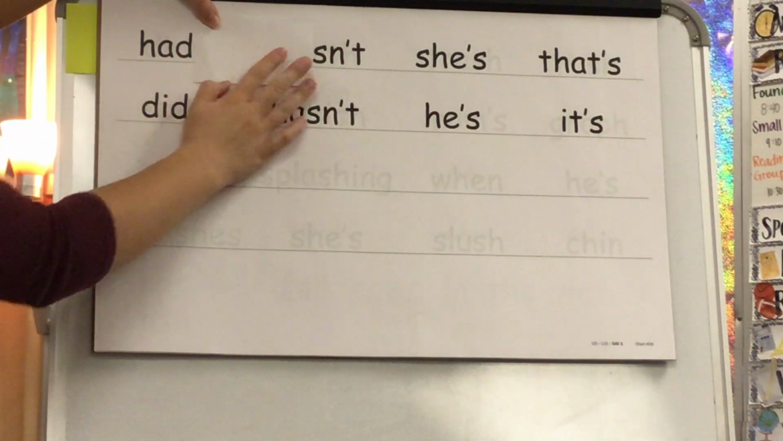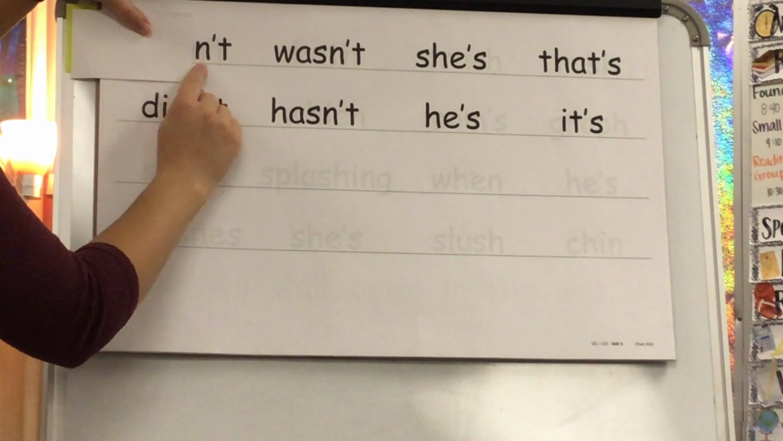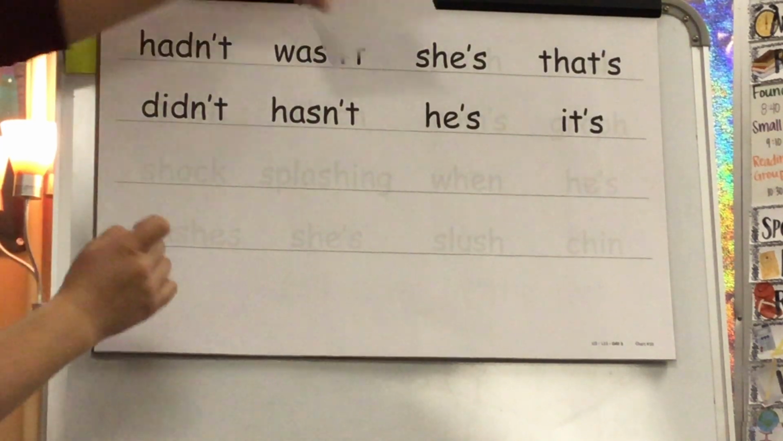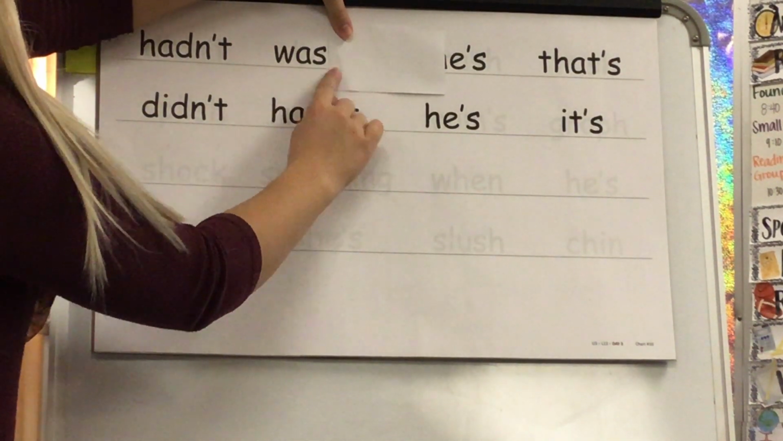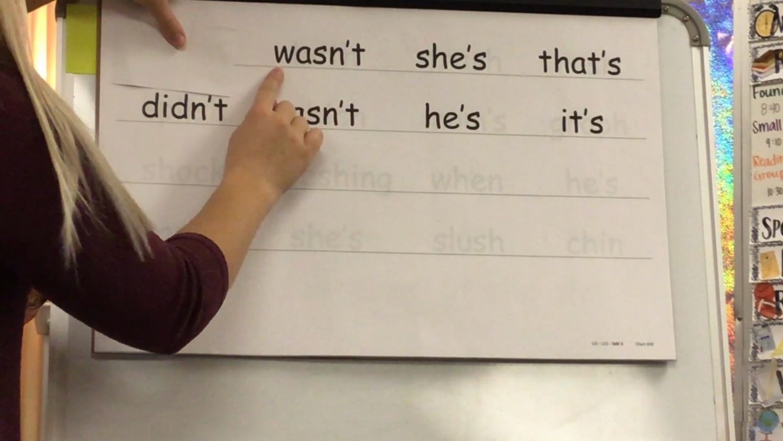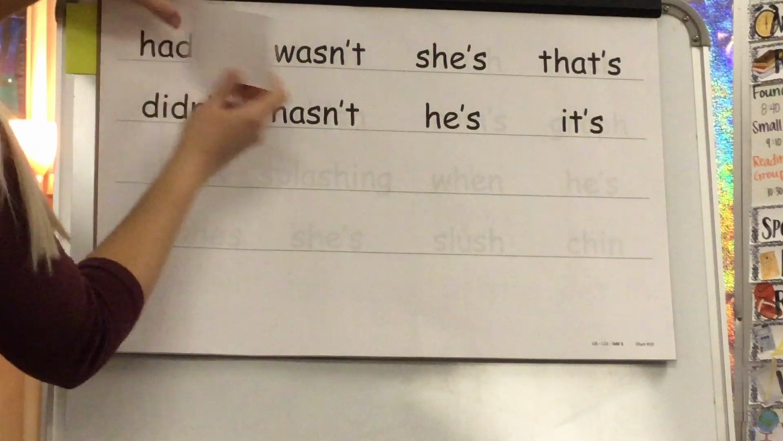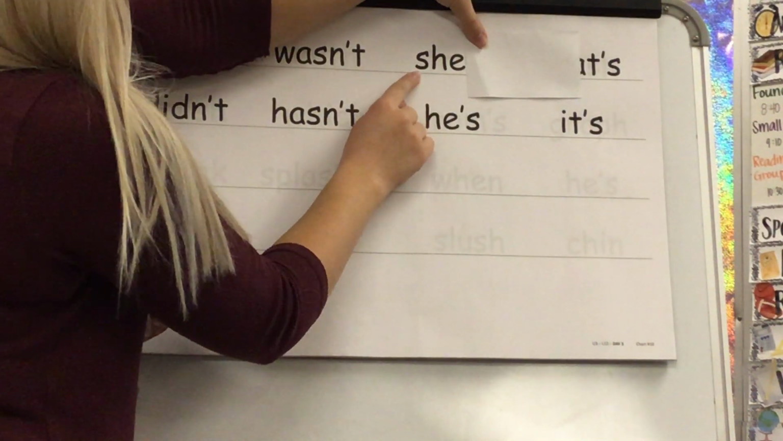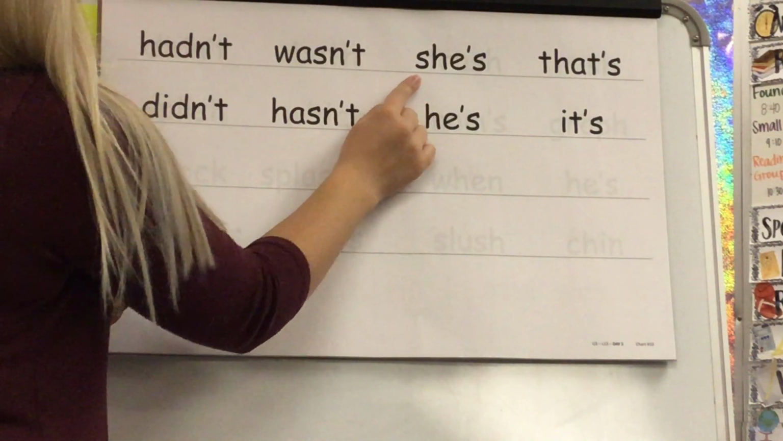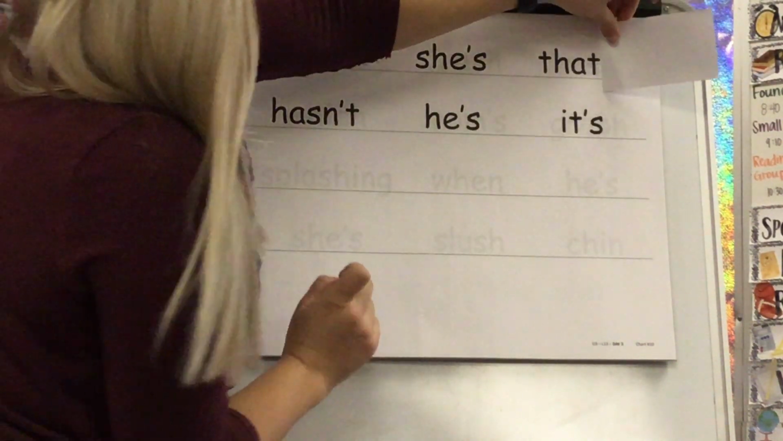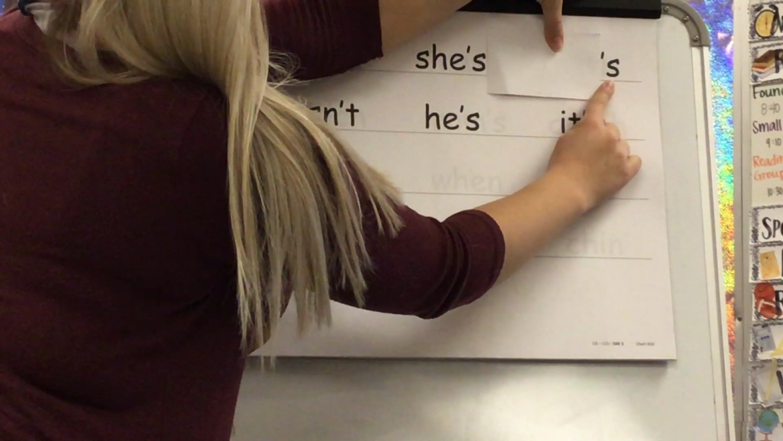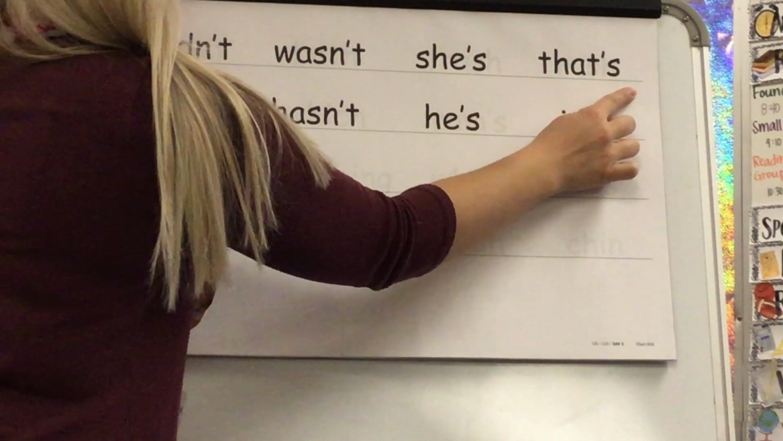Word, had. Blend, n't. Contraction, hadn't. Yes, hadn't. Word, was. Blend, n't. Contraction, wasn't. Yes, wasn't. Word, she. Sound, s. Contraction, she's. Yes, she's. Word, that. Sound, s. Contraction, that's.